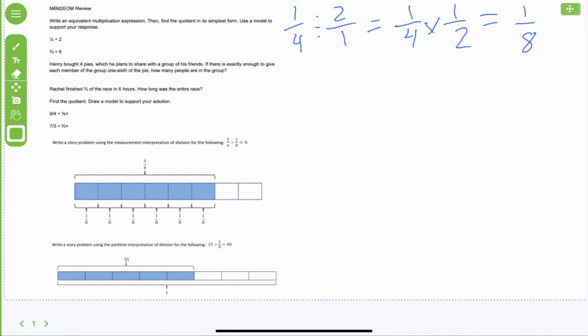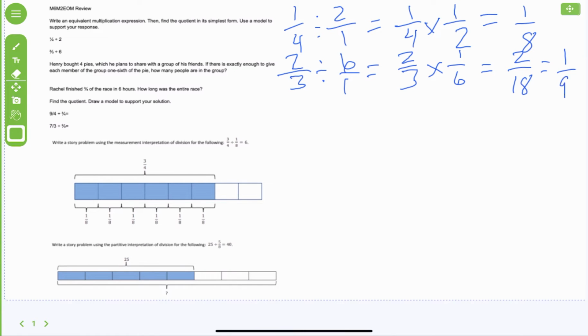Now, the second one there is 2/3 divided by, and we're just going to write that as 6/1. That is the same thing as 2/3. Remember, you always keep the first one, change the symbol, and flip the last one. So that's 2/18, but we have to put that in its simplest form, which is 1/9. And that's what everybody got, correct?